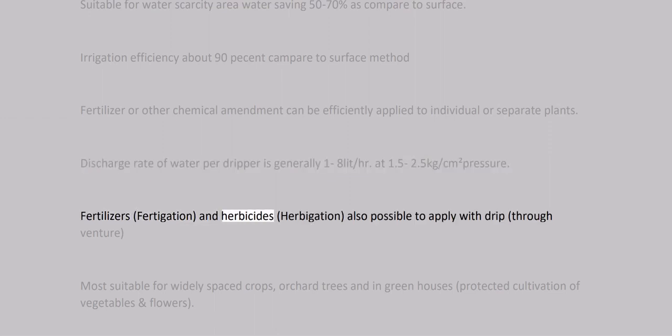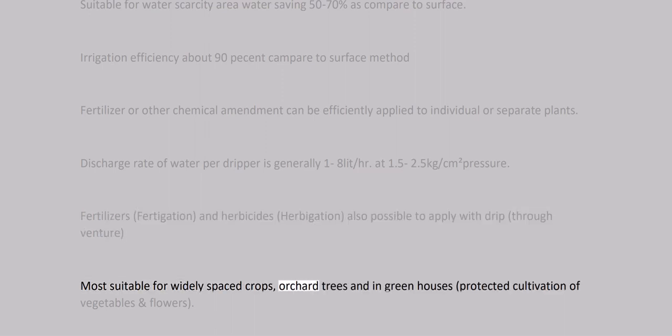Fertilizers, fertigation, and herbicides, herbigation, are also possible to apply with drip through venturi. Most suitable for widely spaced crops, orchard trees and in greenhouses, protected cultivation of vegetables and flowers. 5. Typhoon system of drip irrigation in sugarcane, a modified drip. In this method, irrigation depth is maintained at a particular growth stage.